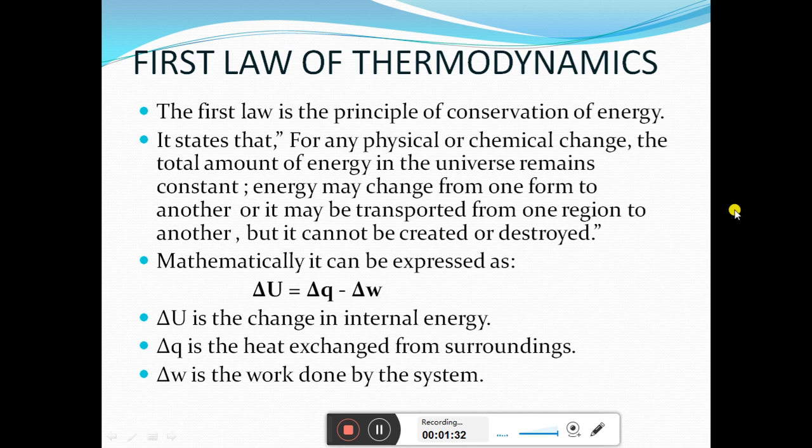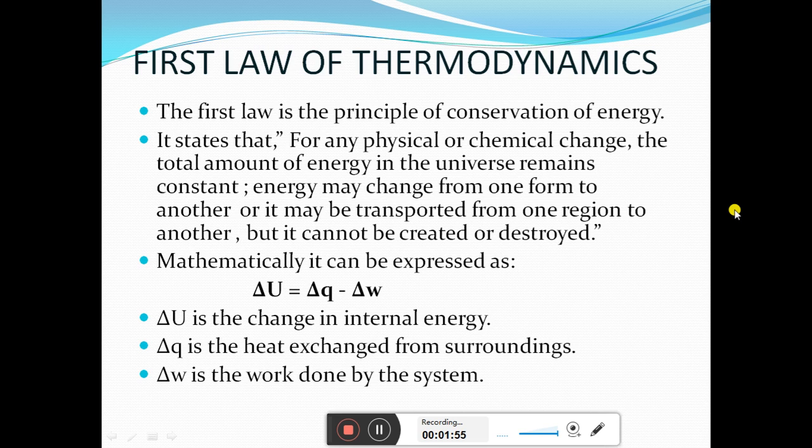The first law is the principle of conservation of energy. It states that for any physical or chemical change, the total amount of energy in the universe remains constant. Energy may change from one form to another, or it may be transported from one region to another, but it cannot be created or destroyed.